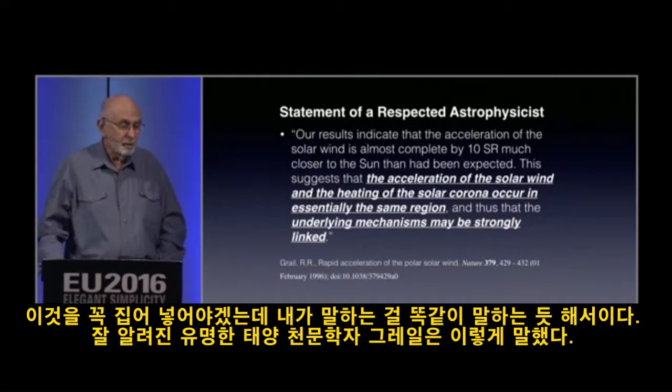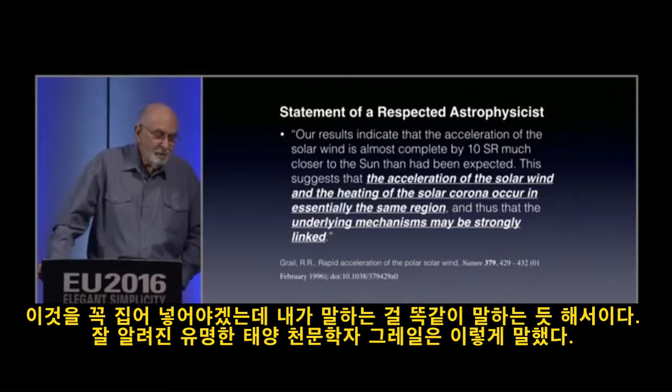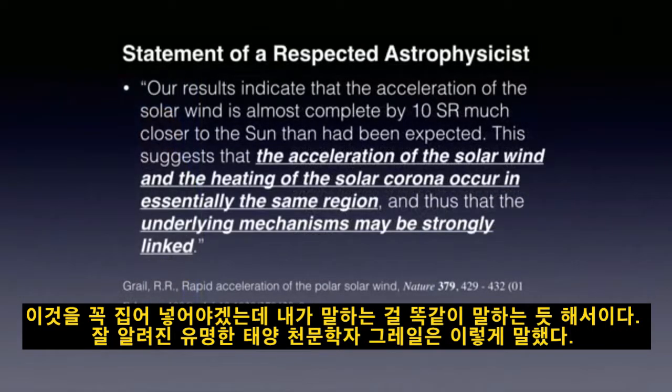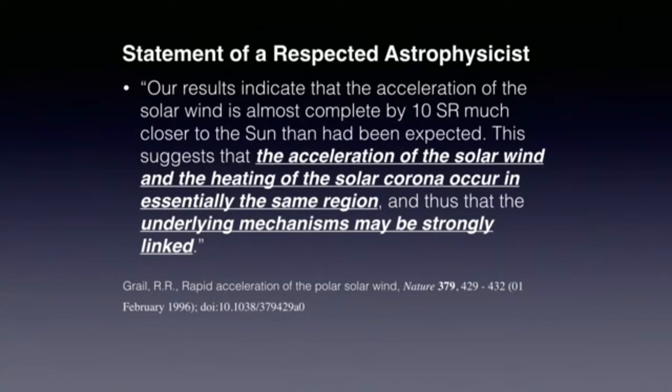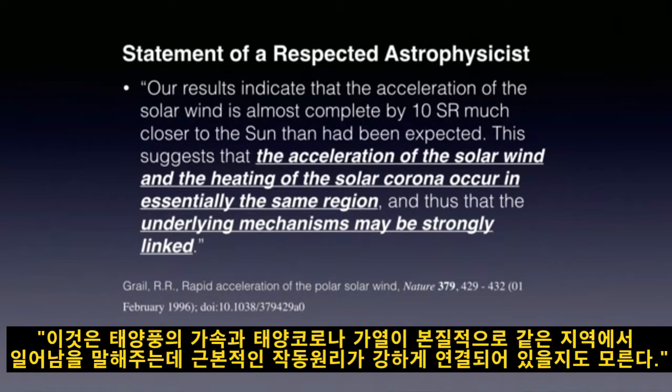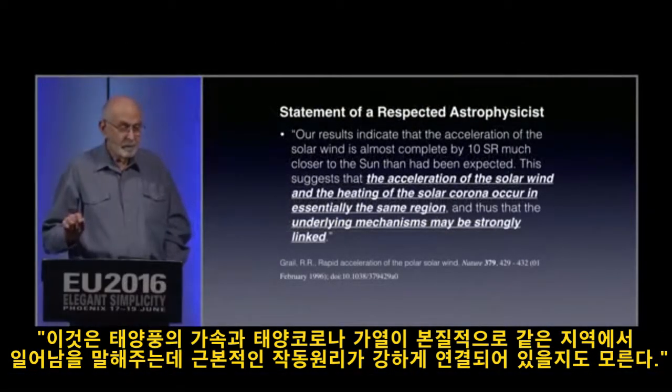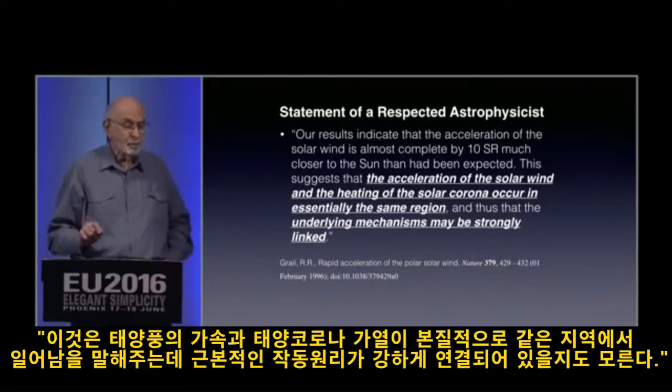I have to put this in because I think it really says what I'd like to say. This is by R.R. Grail. He's a very well-known, or was a very well-known solar astronomer. He said, our results in measuring the solar wind indicate that the acceleration of the solar wind is almost complete by 10 solar radii, much closer to the sun than had been expected. Okay, good. This suggests that the acceleration of the solar wind and the heating of the solar corona occur in essentially the same region, and thus that the underlying mechanisms may be strongly linked.